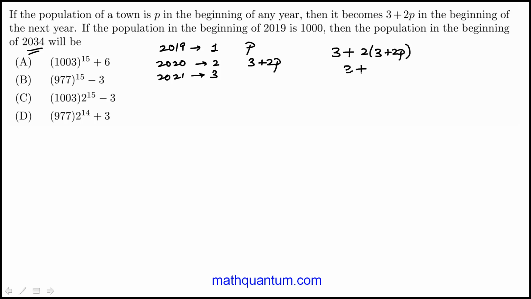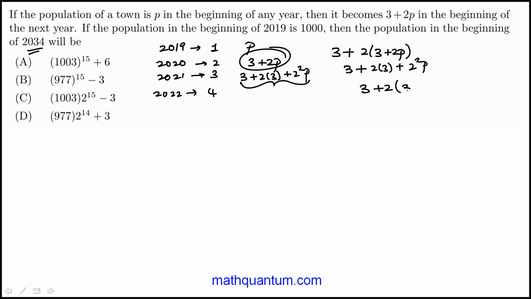So that would become 3 plus 2 times 3 plus 2 squared times P. So that's this piece here. And what we're trying to do is to establish a pattern. So 2022 becomes the input in that expression. So that would be 3 plus 2 times 3 plus 2 squared P. And that would be 3 plus 2 times 3.